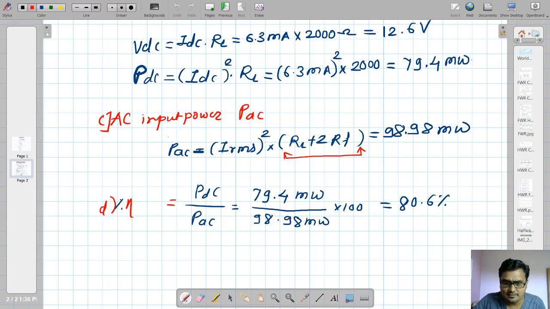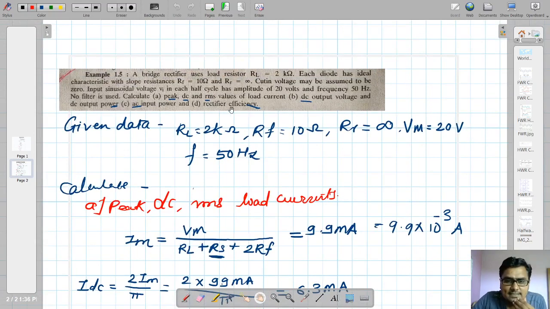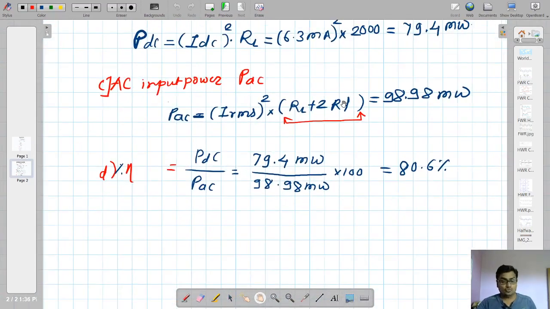Are we done with everything? Let me check. Yes, rectifier efficiency was the last point, and we have calculated the efficiency as 80%. So this is a rectifier without filters. We have taken only two examples. One is based on the center tap rectifier, another is based on the bridge rectifier. If you are able to solve these, then obviously you will be able to solve problems related to half wave rectifiers. So we are going to conclude the rectifier section here.